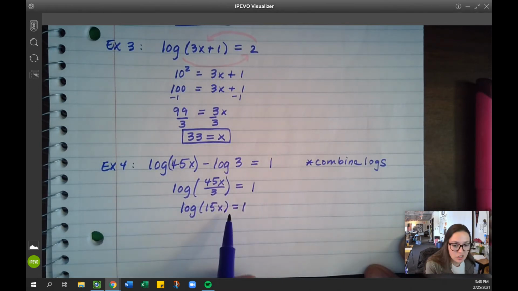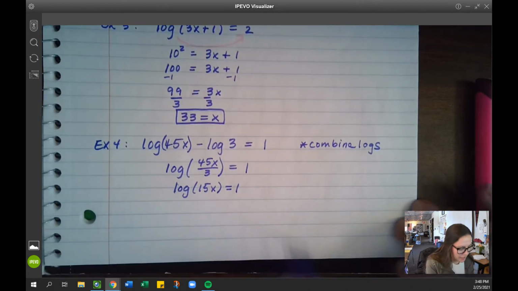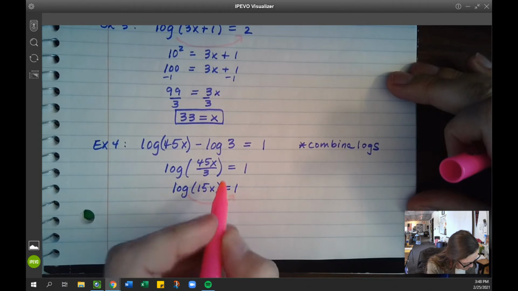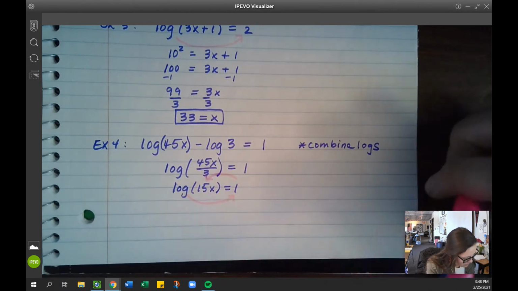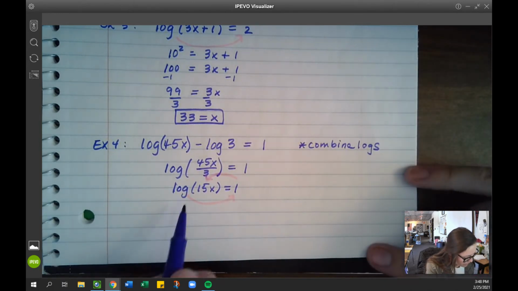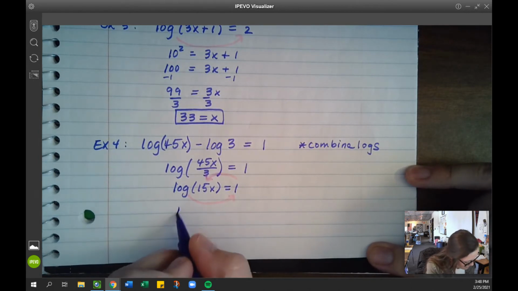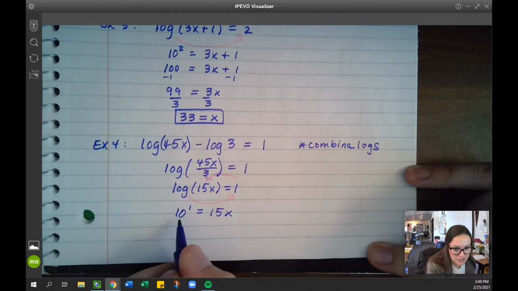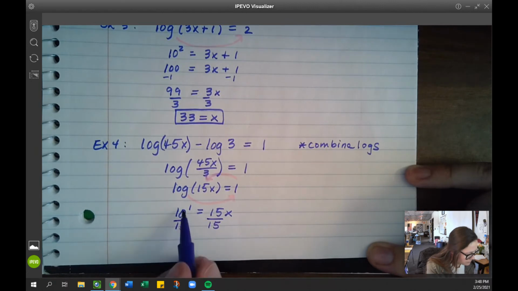So now this is just like the first 3 examples we did. I can now rewrite it in exponential form. And remember, when I don't have a base written, that's really a base of 10. And that's just 10. 10 to the 1 is just 10. So I'm going to divide both sides by 15. 10 fifteenths can simplify to 2/3.